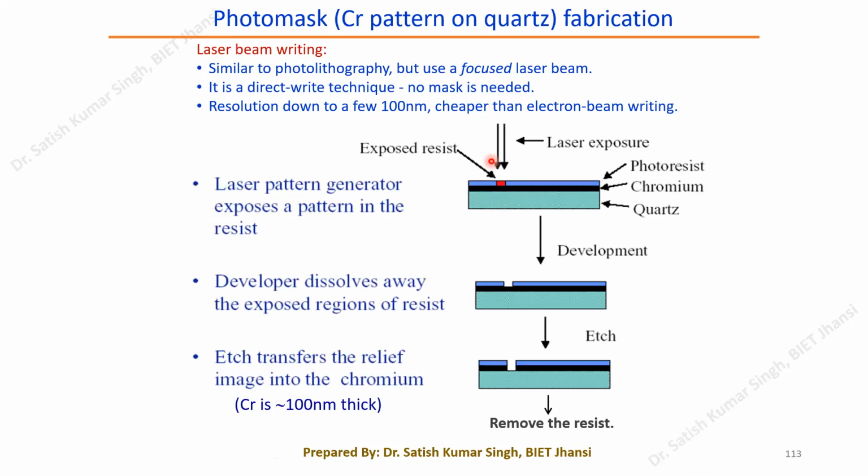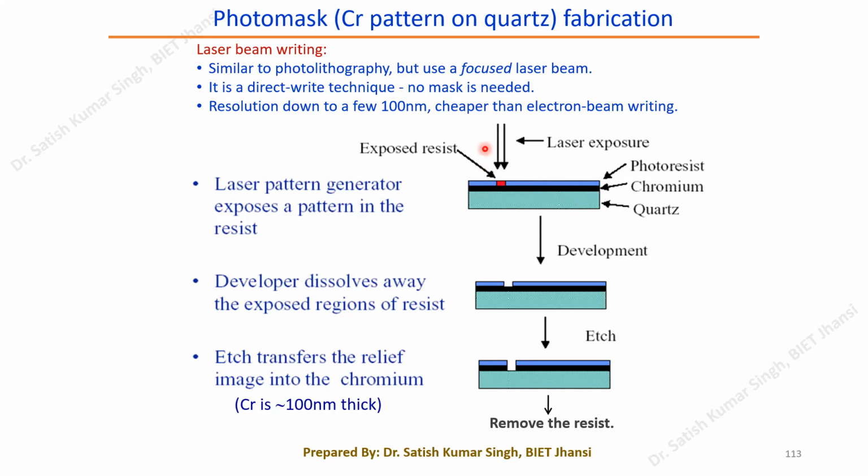So how do we do it? First, we have a quartz substrate with a chromium layer on it, and onto this we spread a photoresist layer. If it is an electron beam technique, then we coat a resist which is electron sensitive, not photosensitive. With quartz, chromium, and resist, a very narrow, focused beam should be applied.